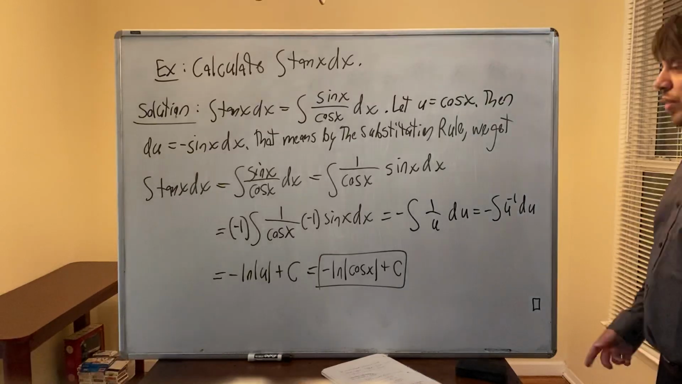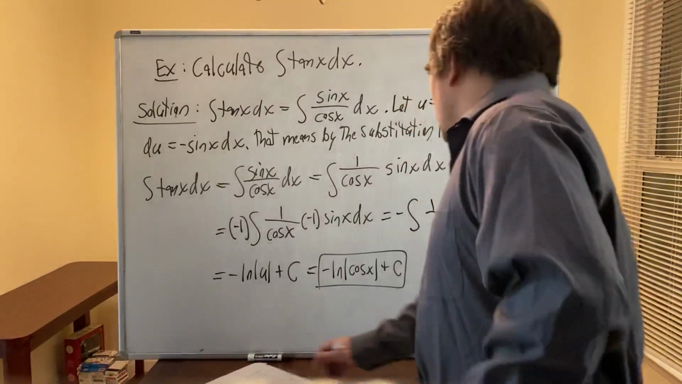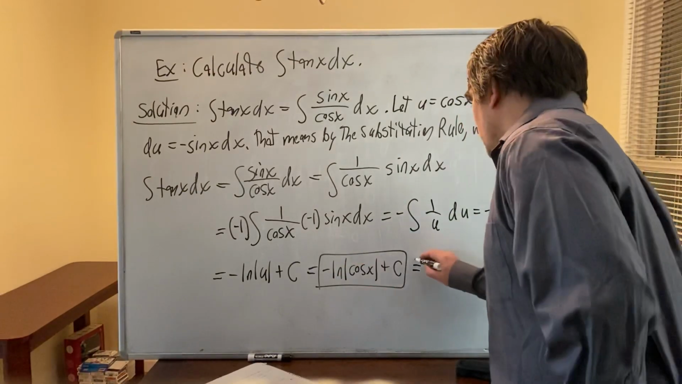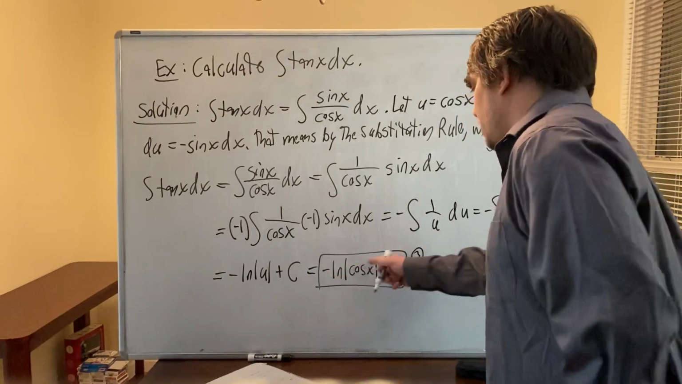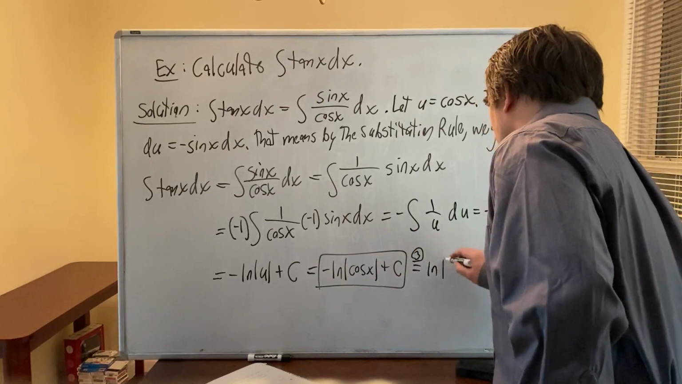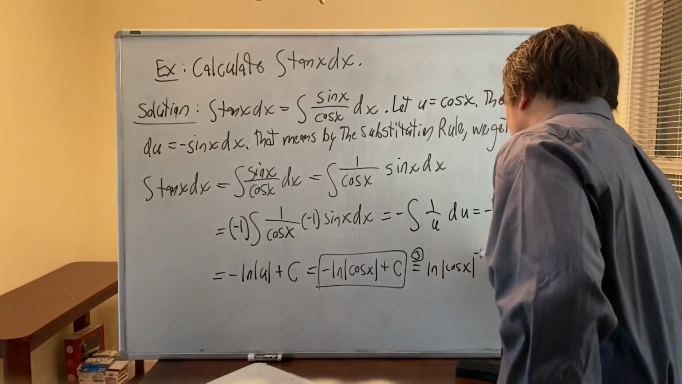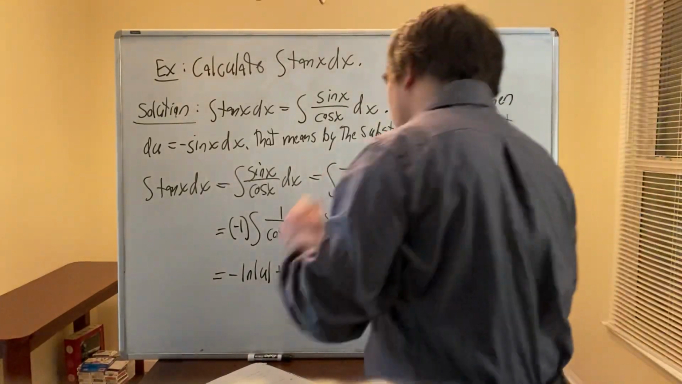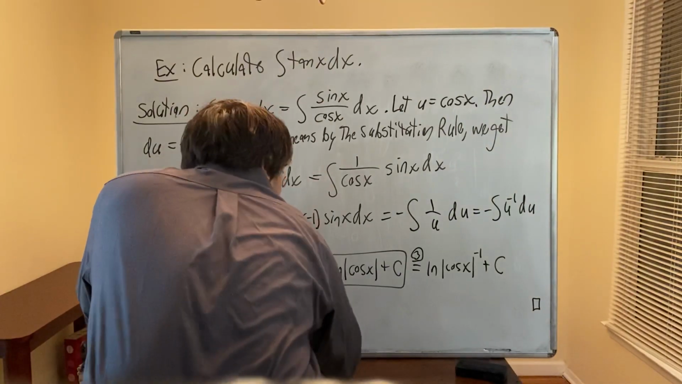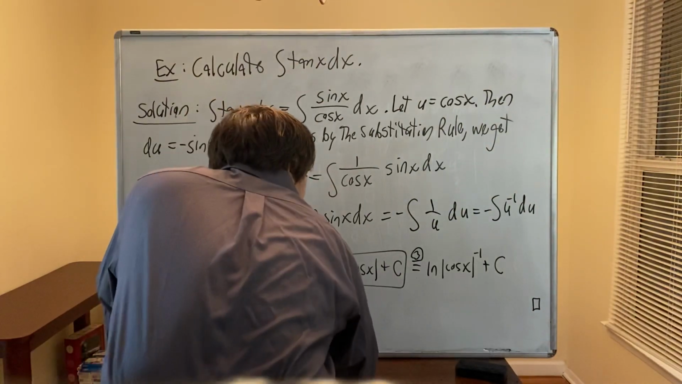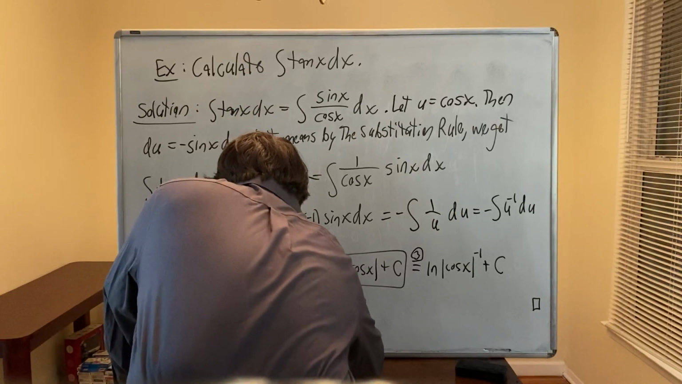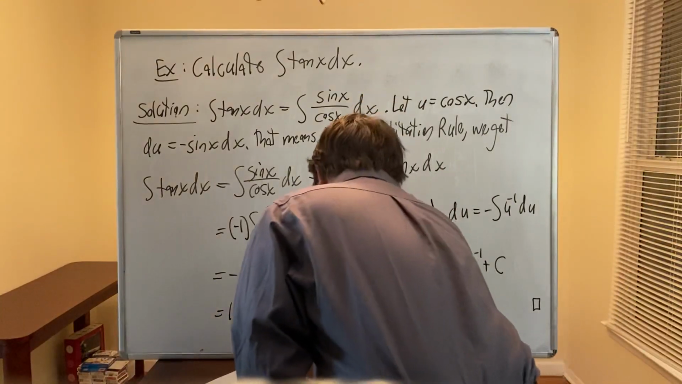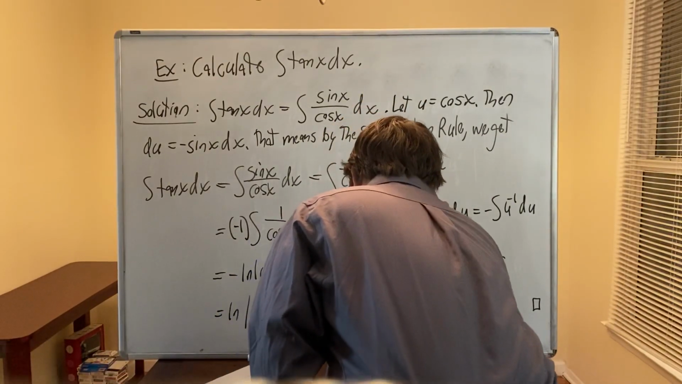Okay. So there's another way to write it. You could also think of this as using the third law of logarithms. You could take that negative and move it here. You could have ln of the absolute value of cosine x to the -1 plus c. But that's fine as an answer. This would be ln of the absolute value of 1 over cosine x plus c. But then 1 over cosine x is secant x. And so this is ln of the absolute value of secant x plus c.